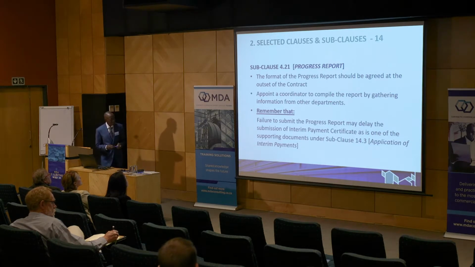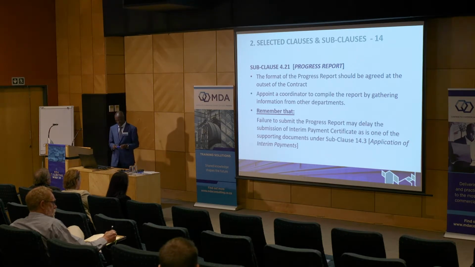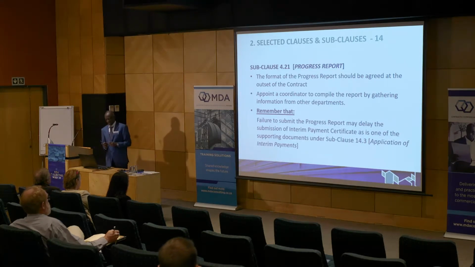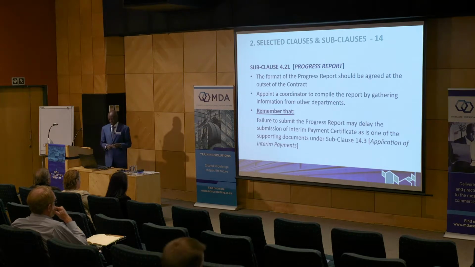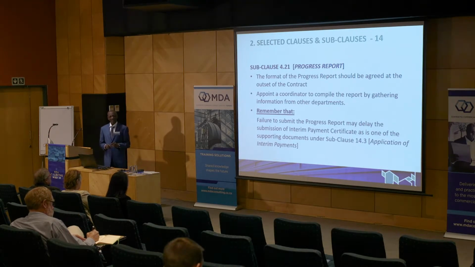Another subclause which I've selected is subclause number 4.21. I've seen many contractors who take this subclause for granted. This subclause is very important, not only for monitoring purposes, but also in case there's any claim for extension of time. To that end, the engineer and the contractor should agree at the beginning of the contract the format of the progress report which they intend to use.